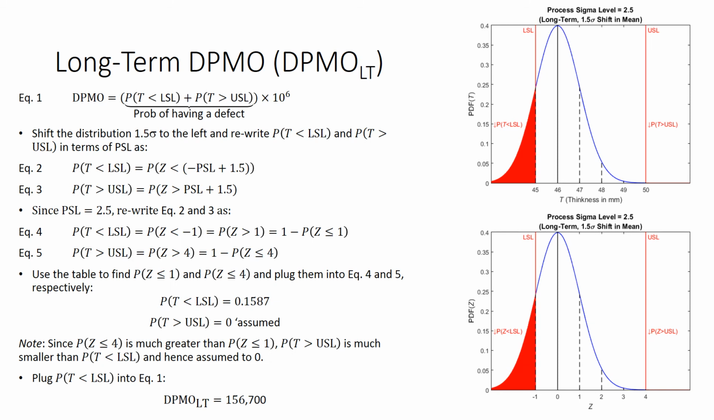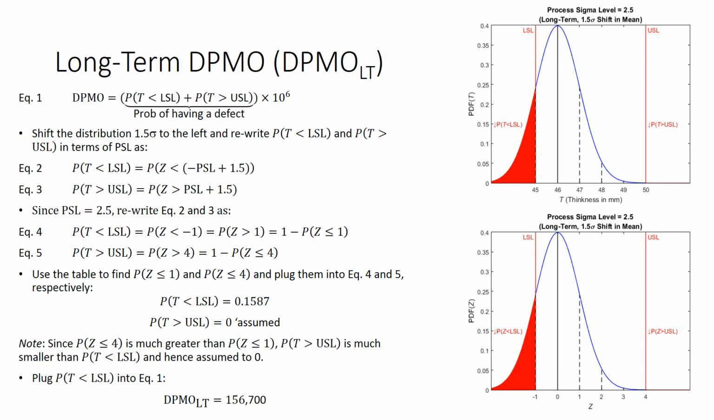Since the process sigma level is 2.5 and the mean is shifted 1.5 sigmas to the left, the z-values for the specification limits are as follows. The z-value for the lower spec limit is 2.5 minus 1.5, which is 1. Take a negative of that, you get minus 1. The z-value of the upper spec limit is 2.5 plus 1.5, which is 4.